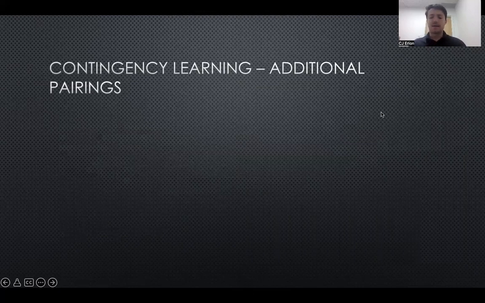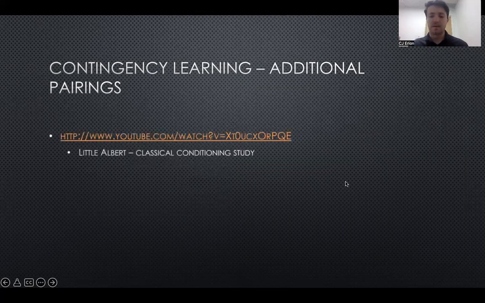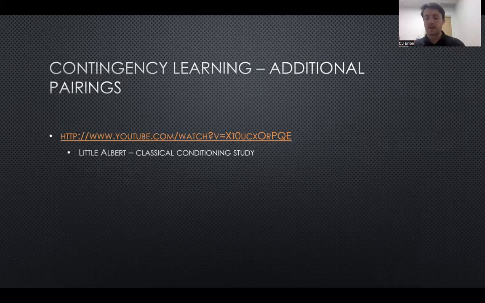An additional idea that comes along with classical conditioning is contingency learning. That, I mean, in a nutshell, kind of is what classical conditioning is. But the idea that I want to point out on this slide is that there can be additional pairings along with what was initially tried to be paired. So watch this video, and I think that it'll help explain what I'm getting at here.